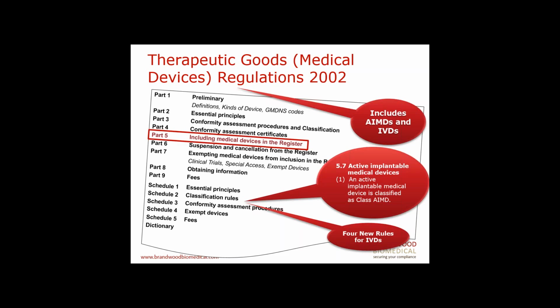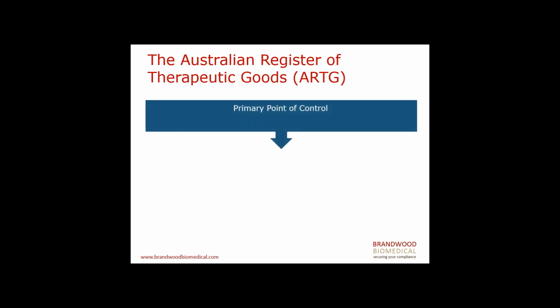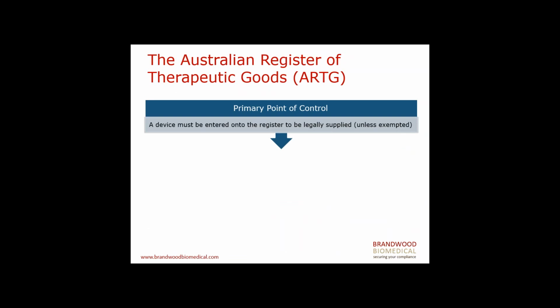And again, I'm just highlighting including the medical device in the register, so we'll go through that in a bit more detail later on. Okay, so the Australian Register of Therapeutic Goods is a public database. It basically contains all of the devices that are approved for supply in Australia, and many of you will be familiar with this, ARTG. And as is mentioned there, it's the primary point of control, and it's a legal requirement that a device must be entered on the register before it can be legally supplied, unless, of course, there's an exemption rule applied to it.